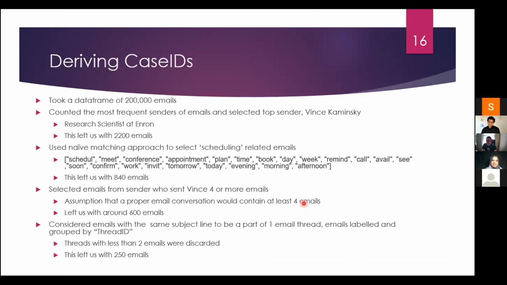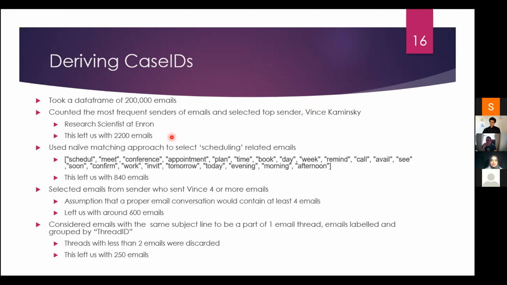Okay, so this is a lot of information, but I'm going to go through it, so just bear with me. We took the data frame that was already subsetted to contain emails between the hours of 7 a.m. and 7 p.m., but we still needed to scope it down a bit more. So we counted the most frequent senders of emails and selected the top sender, who is Vince Kaminsky, a research scientist at Enron. Because he sent the most emails within that data frame, we decided to go with him, since we thought he would be involved in a lot of business processes given the number of emails he sent. This left us with 2,200 emails.